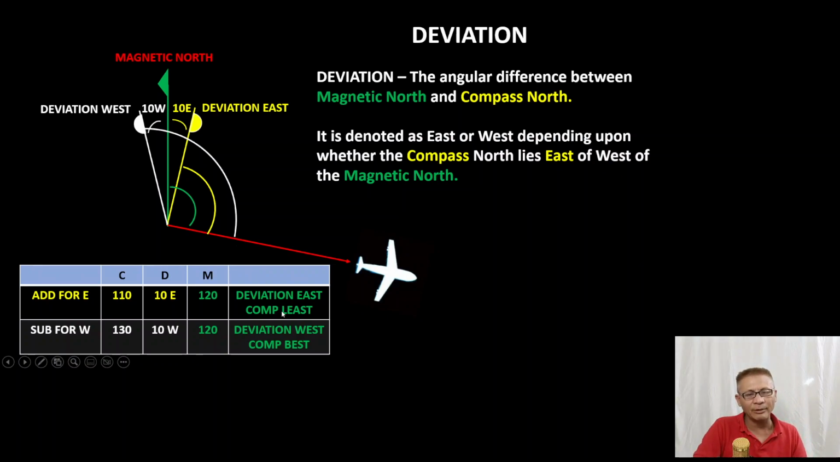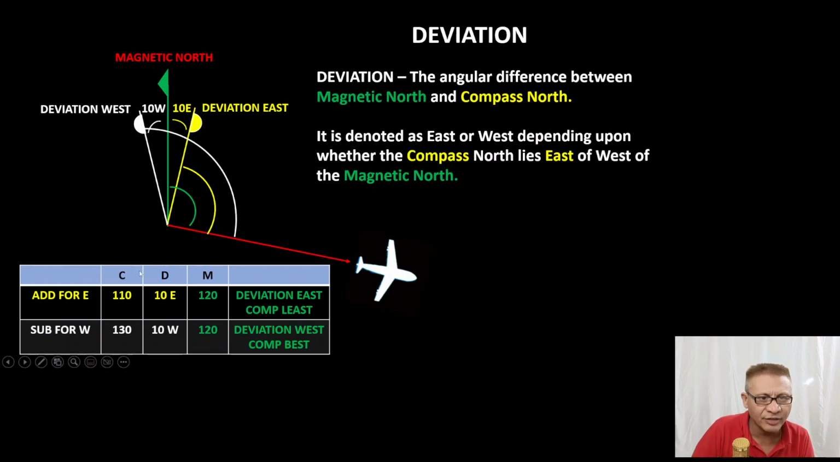This particular table is similar to the table we have discussed. If my magnetic heading is, let us say, 120, and the deviation is 10 degrees east, depicted by the yellow line and the yellow arc here, it will be lesser than 120. By how much? By the deviation, that is 10 degrees east. So my compass heading will be 110.